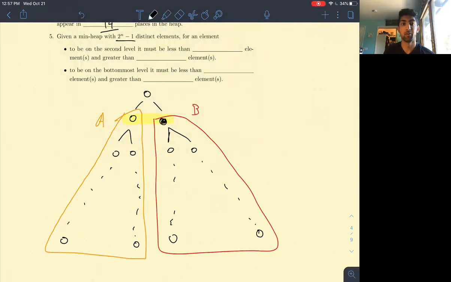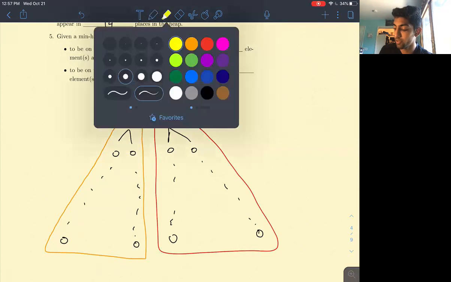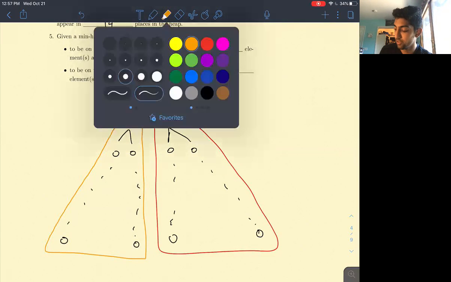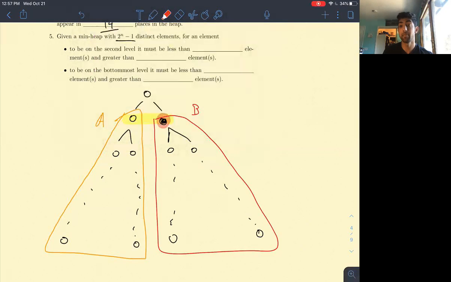For this element to be on the second level, it must be greater than the root, right? That's the easiest observation to make. This element right here must be greater than the root because otherwise it would be the root. And we don't know anything else besides that on the elements it's greater than. It could be the second smallest thing in the min heap, so we can only say that it's greater than one element. So what elements is it less than?